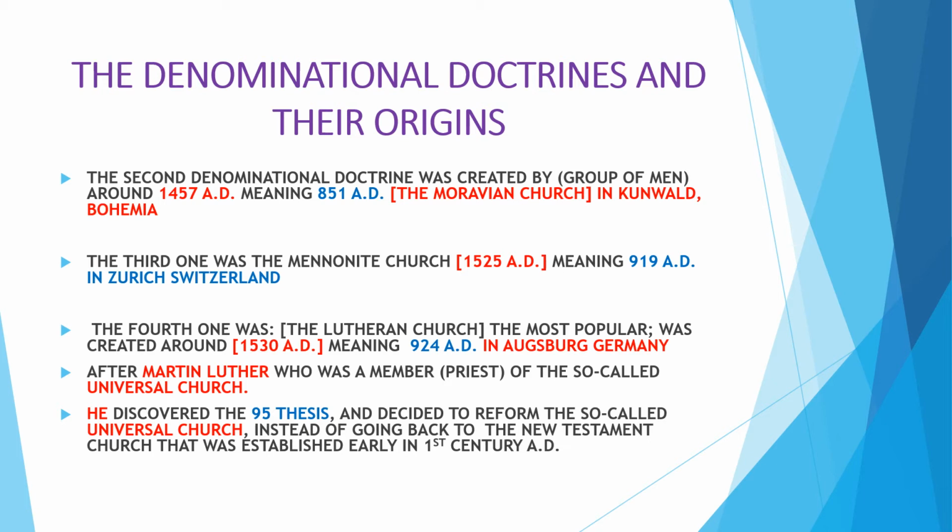And the fourth one was the Lutheran Church, it was the most popular. It was created around 1530 AD, meaning 924 years after the so-called Universal Church was established. And it was established in Augsburg, Germany.